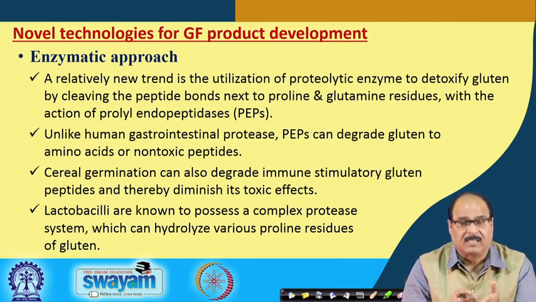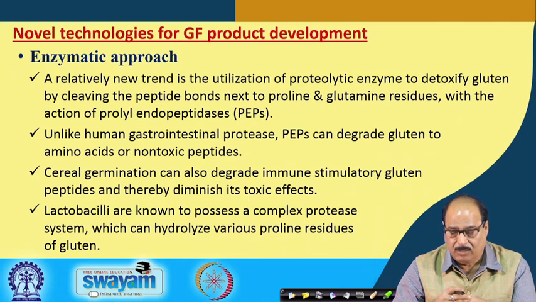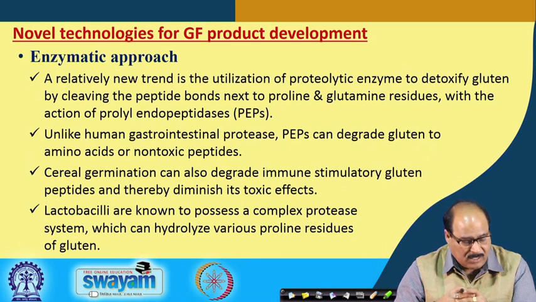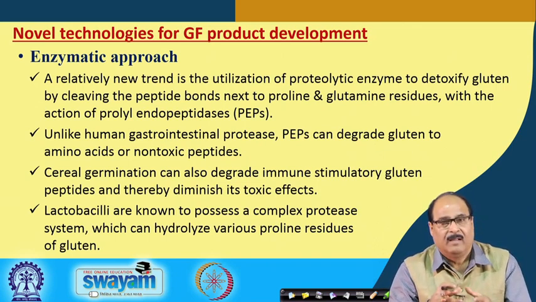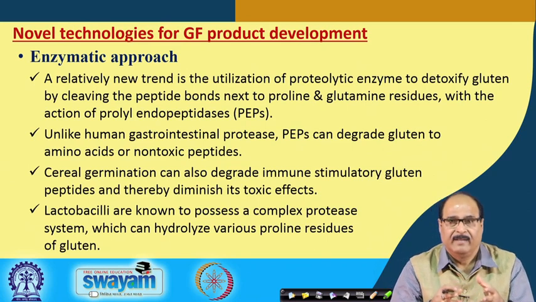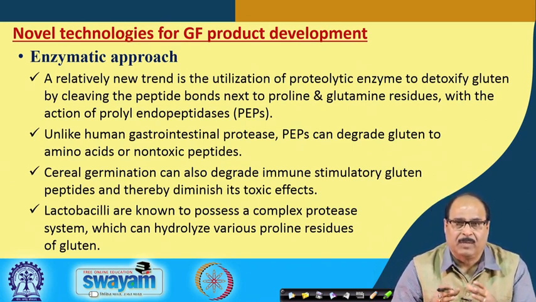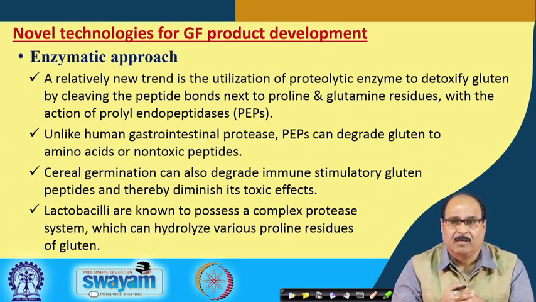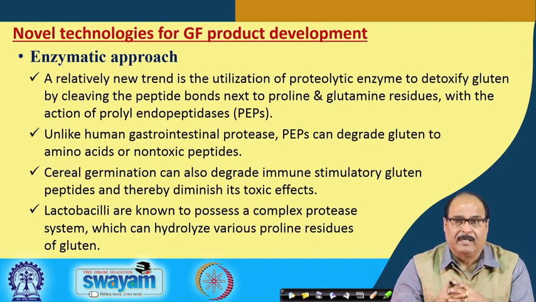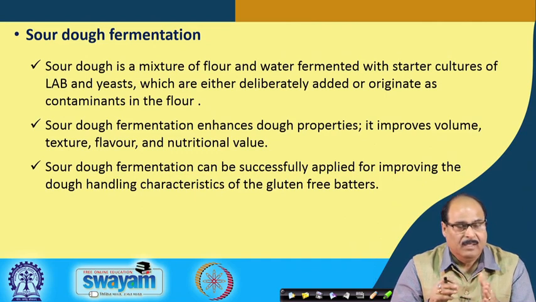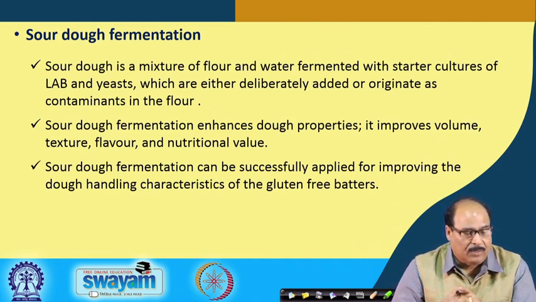In fact, cereal germination can also degrade immune stimulatory gluten peptides and thereby diminish the toxic effects. Lactobacilli are known to possess a complex protease system which can hydrolyze various proline residues of the gluten. So these enzymatic approaches, bacterial enzymes, or germination are reported to be a good step, or they can help in reducing the toxic effect or allergenicity of the gluten. But what will be its effect on viscoelastic and other characteristics of the dough and in the bakery products needs to be seen.